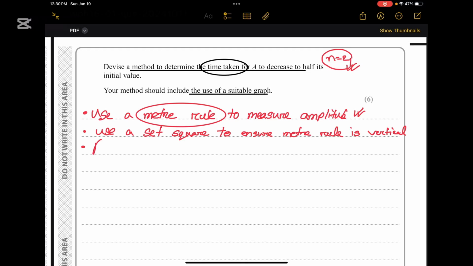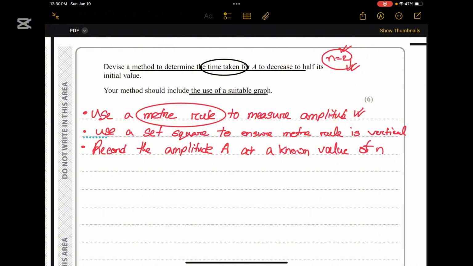So we have to write: record the amplitude A at a known value of n. Let's say the known value of n is 2. So at n is 2, what is the value of amplitude? We have to record that.